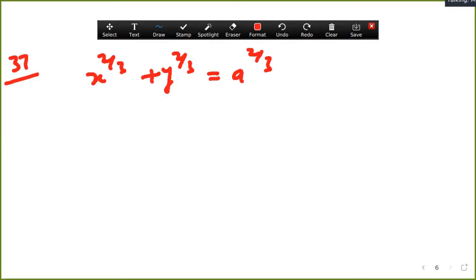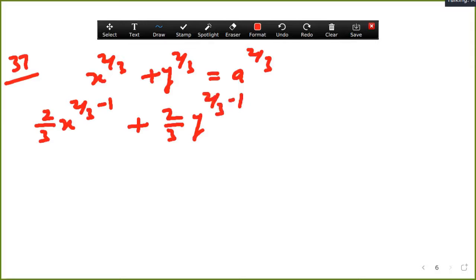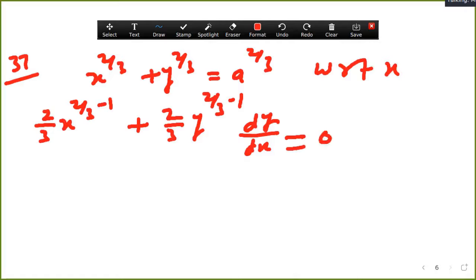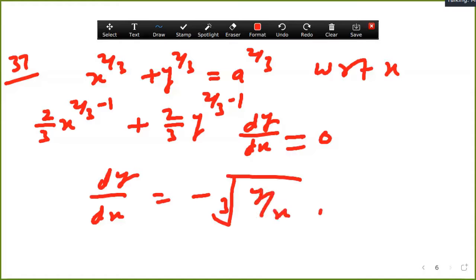This is a statement. If you differentiate directly, it means 2 by 3 x to the power 2 by 3 minus 1 plus 2 by 3 y to the power 2 by 3 minus 1, and y is not x because you are doing the derivative with respect to x. The right hand side is a constant, equal to 0. If you transpose the whole statement, then you will get dy upon dx equal to minus cube root of y upon x. That same answer is there when you simplify it.